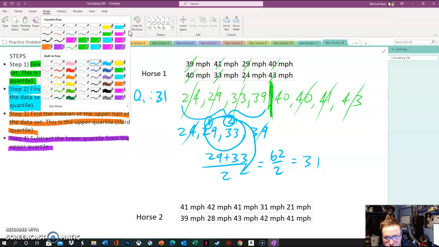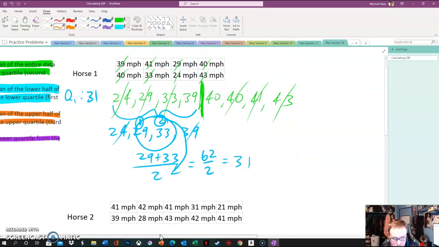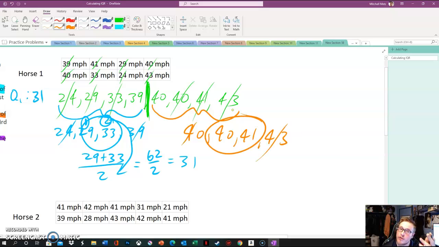Now let's do that for the upper half. I'm going to do that in orange. That's the third step: find the median of the upper half of the data set, which is our upper quartile, or our Q3. I'm going to rewrite them: 40, 40, 41, and 43. Again, cross them out. I see there are 2 more numbers in the middle. I'm going to add them together, and because there are 2 numbers being added, I'm going to divide by 2, because it's like taking the average, like we did with mean. 40 plus 41 is 81, divided by 2. So 81 divided by 2 is 40.5.